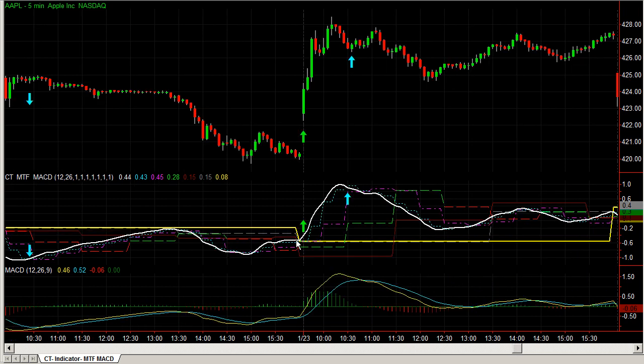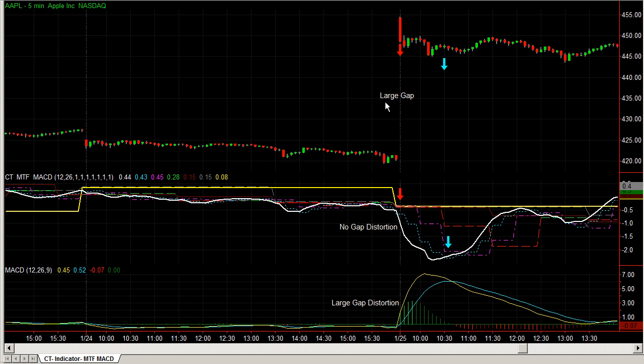Here's a good one at the open of the day. It gapped up, but we basically have a nice entry opportunity because it broke above all the other lines. So we go to the long side, and when the white pulled back inside the 15-minute MACD, that would have been our exit point for that wave of that move.